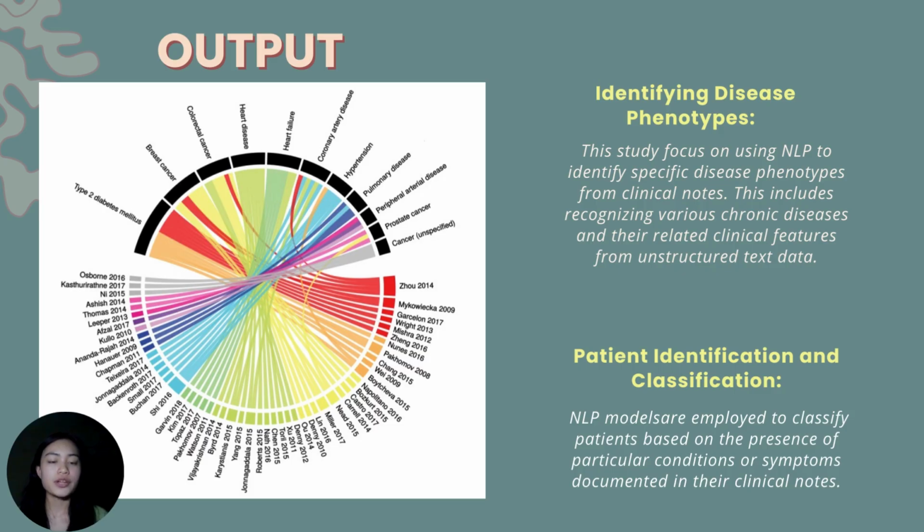There are 2 types of output. Firstly, it's identifying disease phenotypes. As you can see from the graph on the left, this study focused on using NLP to identify specific disease phenotypes from the clinical notes just now that we extracted, and this included recognizing various chronic diseases and their related clinical features from the unstructured text data. And secondly is for the patient identification and classification. So the NLP models are employed to classify patients based on the presence of particular conditions such as symptoms and treatment documented in their clinical notes.